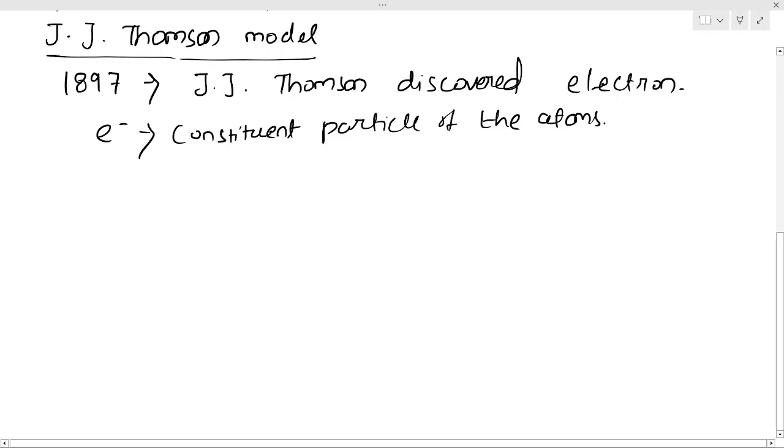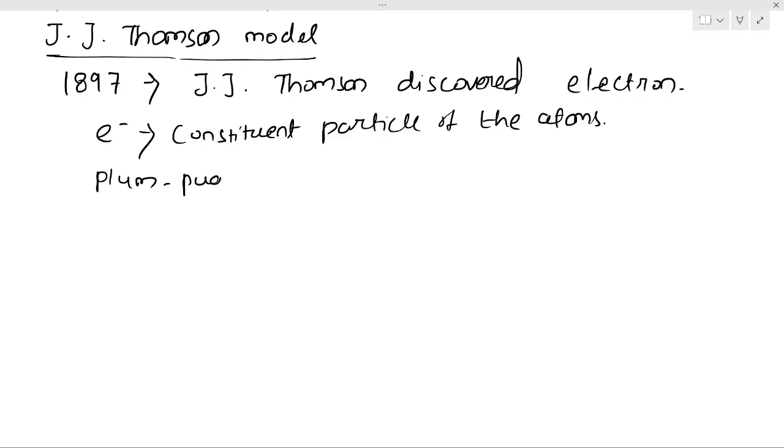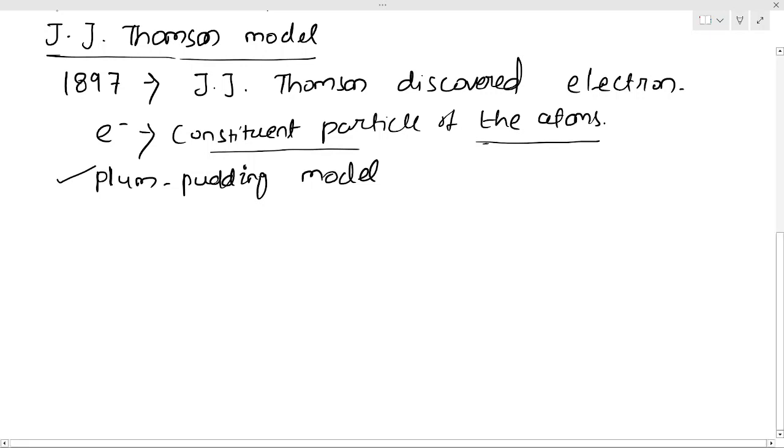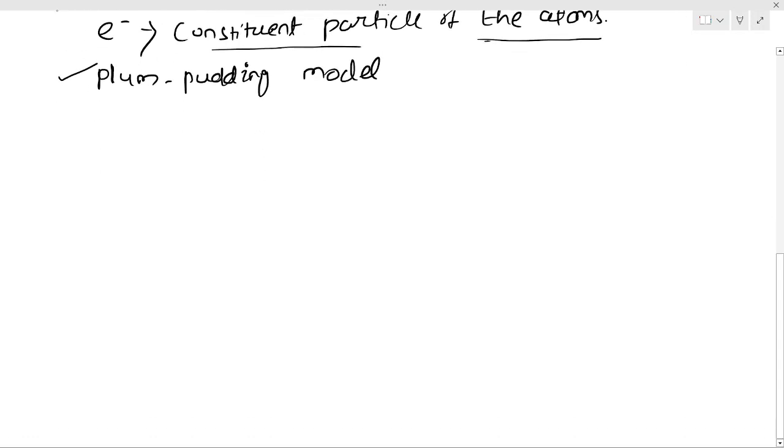Class 10 or class 9, that is J.J. Thomson's plum pudding model. It's a very famous one. Okay. Why is it called the plum pudding model? Because after the realization that the atom is neutral and it consists of negatively charged electrons, he considered that the atom is a sphere of positive charge with negatively charged electrons embedded in it.